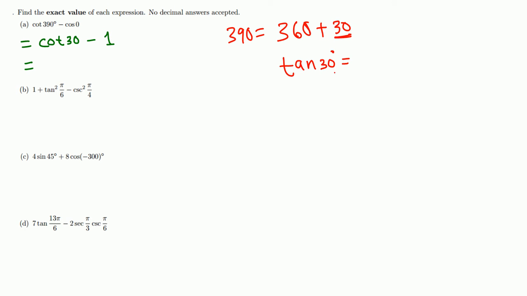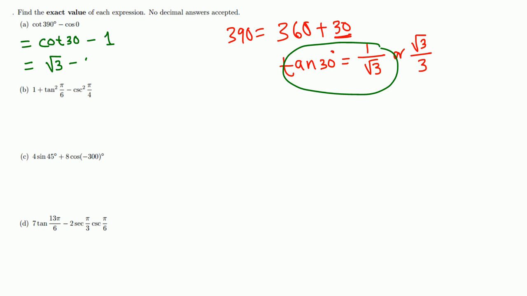Tangent of 30, if you have the unit circle, that's y over x, sine over cosine. That will be 1 over root 3, or some of you might have root 3 over 3. Same thing. In this case, let's take 1 over root 3, so that cotangent is the reciprocal of tangent. The reciprocal of 1 over root 3 means just flip the fraction, just root 3. So this is root 3 minus 1. Or you can write 3 over root 3 minus 1. That's also acceptable.